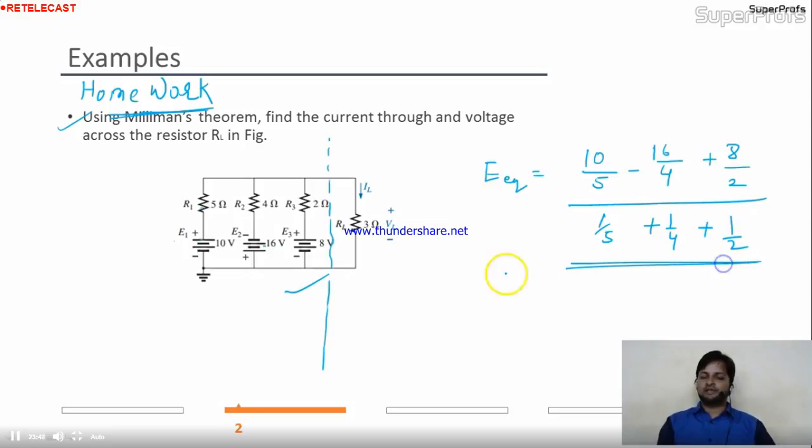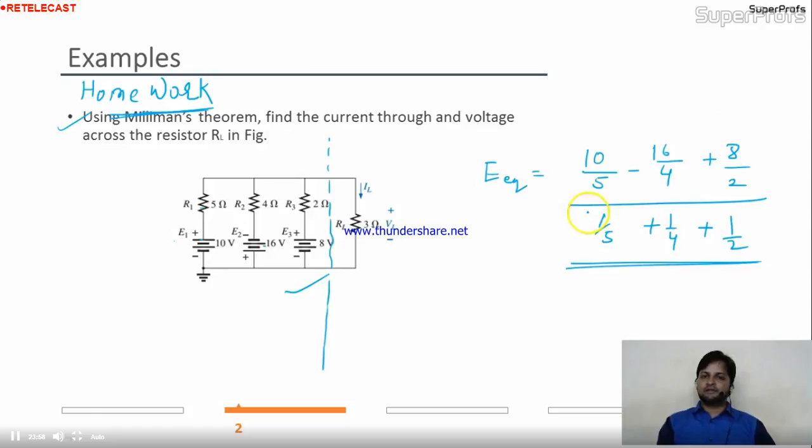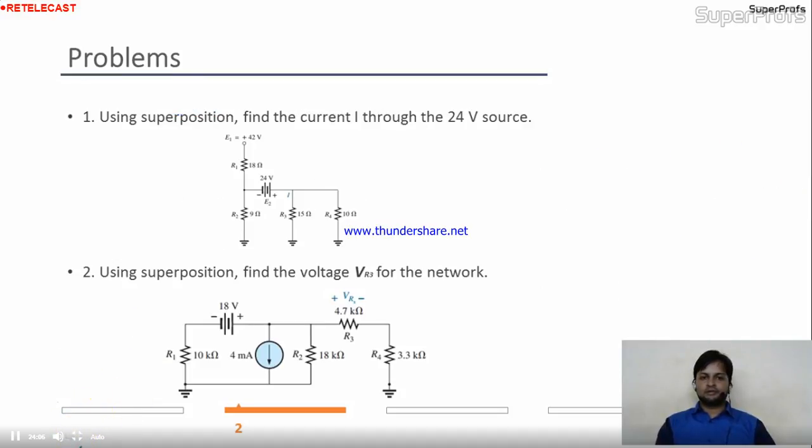Here the positive sign will be there only. Let me check once. Yes, here all are positive. Now you can solve it. Fine. Now come to these, all are dependent on using the superposition theorem.